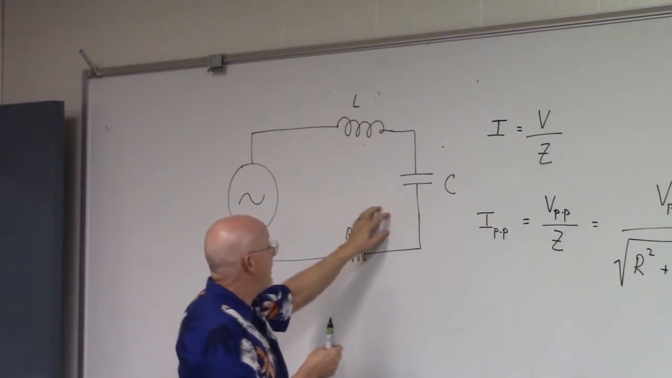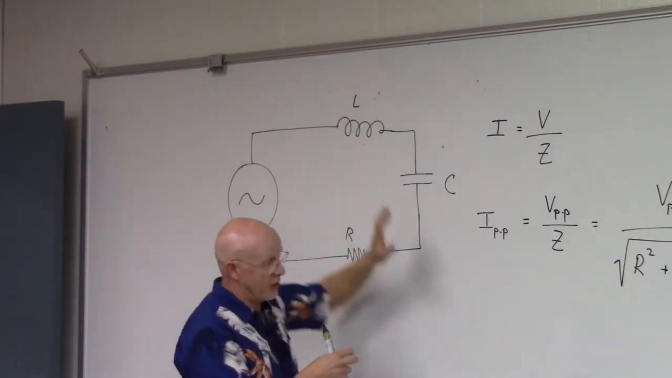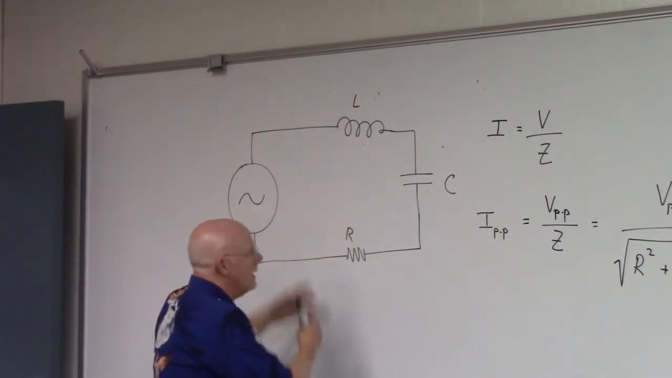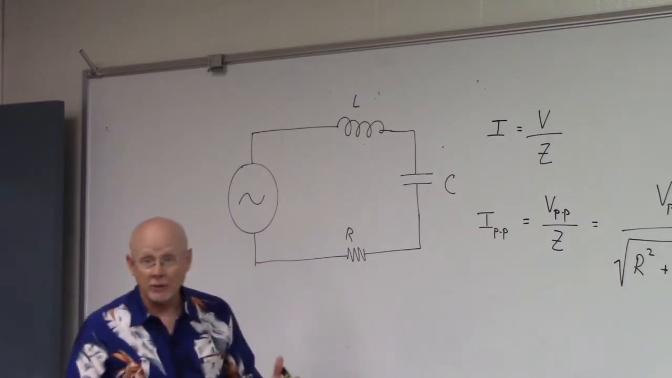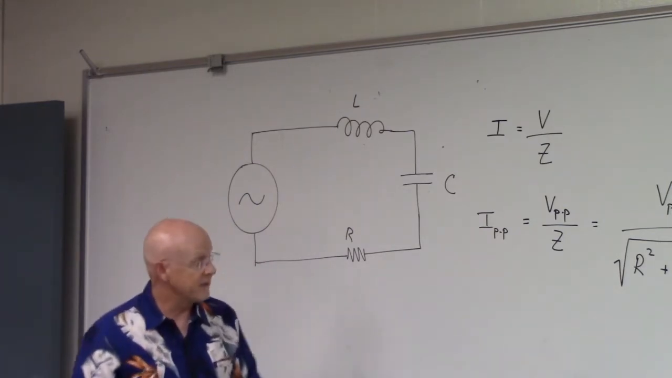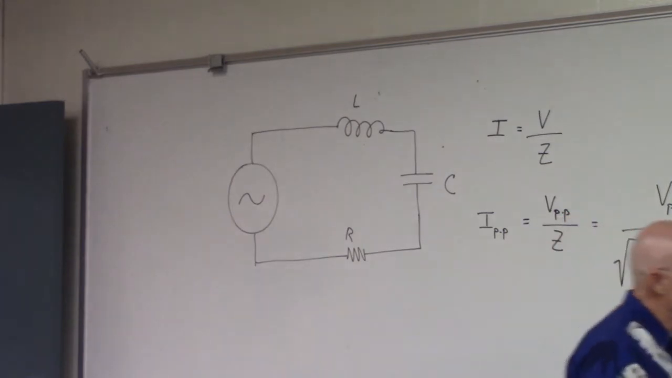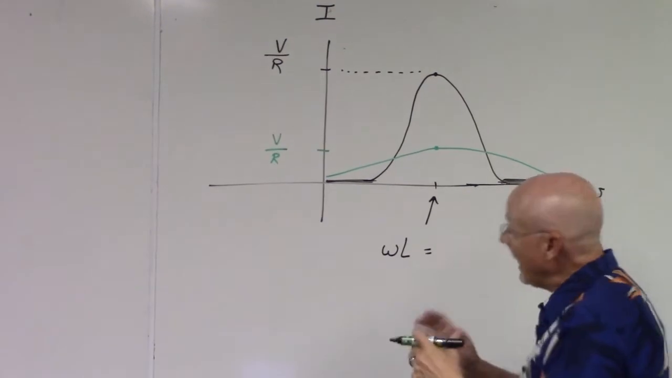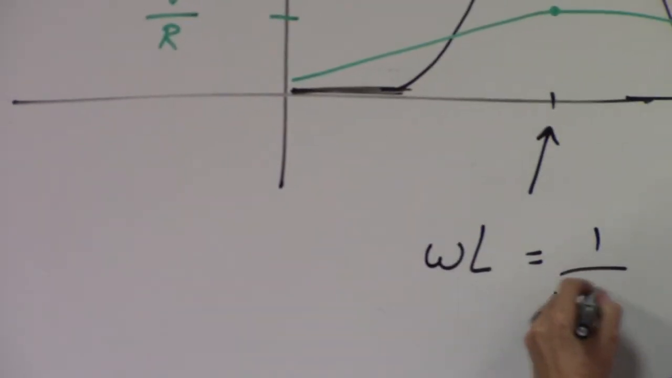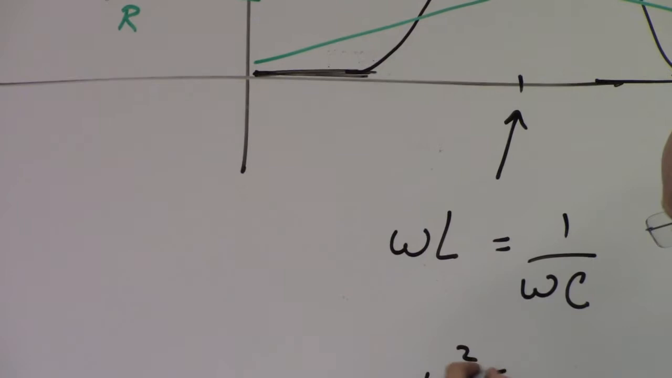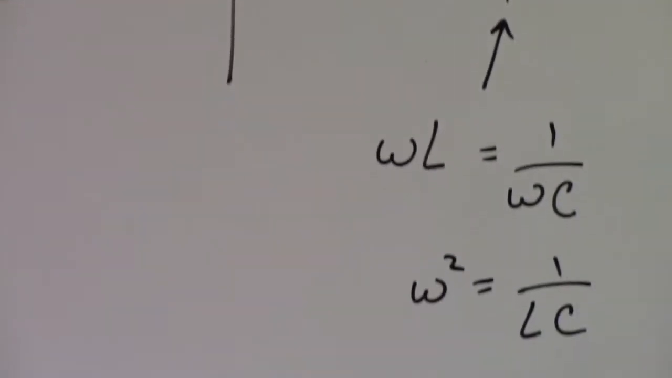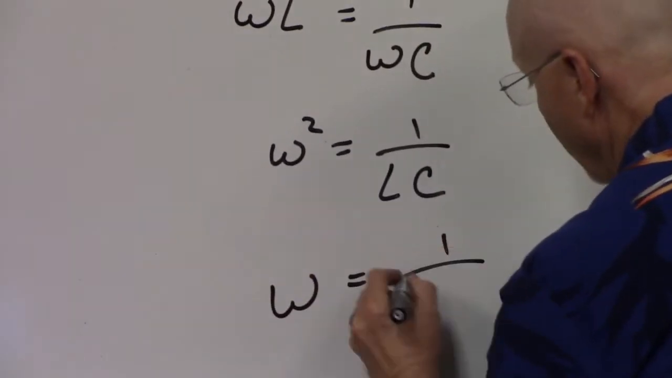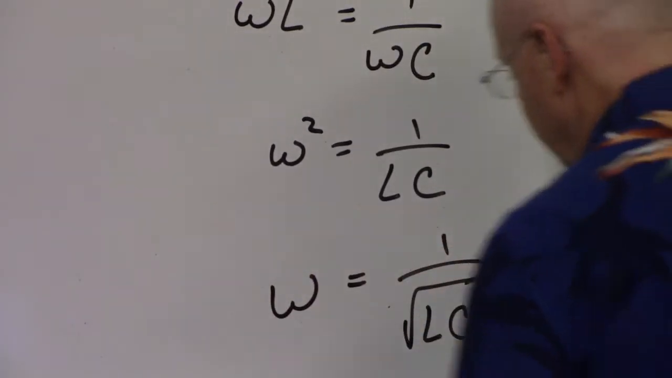And at just that rate, these two balance each other off, and that's what the math says, and it's just as if you had only a resistor. That is the magical frequency. That is what we're going to call the resonant frequency. It would be when these two are equal. So this would be when omega L equals 1 over omega C. And if we put a little math in here, we get omega squared is 1 over LC, or omega is 1 over the square root of LC.